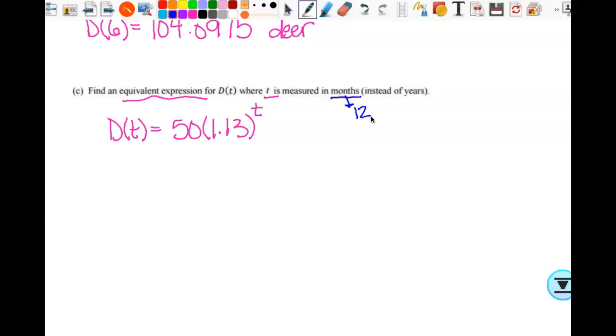If we're only 1 month in, is that more or less than a year? Less. How much of a year? 1/12, right? And if I have 2 months, that's 2/12. 3 months is 3/12, right? So the way I get that in my function here, instead of 1 full year, I need 1/12 of a year. My formula would have to be t divided by 12, or 1/12 times t.